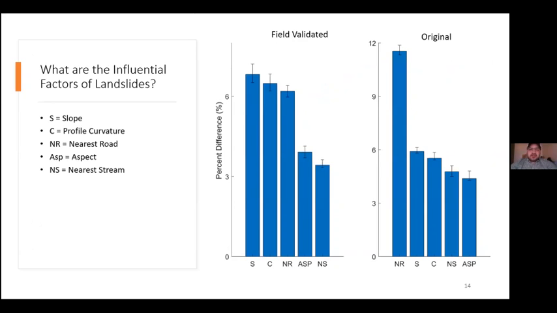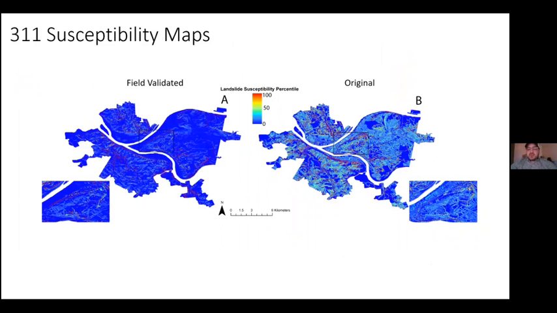So now looking at our differences between our inventories, we see between our original and field validated inventories, while we do have the same 5 key influential factors, there is one major difference where we see an extreme bias in the original non-field validated 311 landslides to nearest road, and that reverses to slope when we field validate. So a little bit of difference in these 5 key influential factors, as well as the different landslide susceptibility maps we get when we produce these conditional probability calculations.